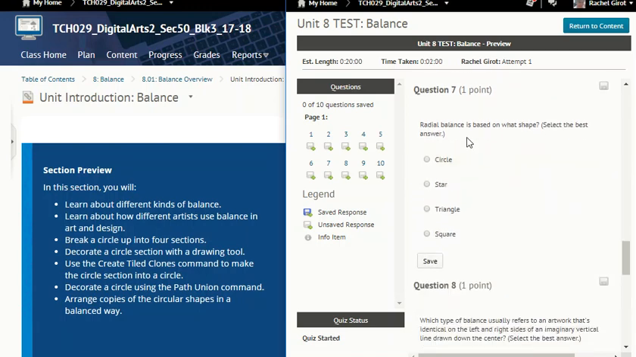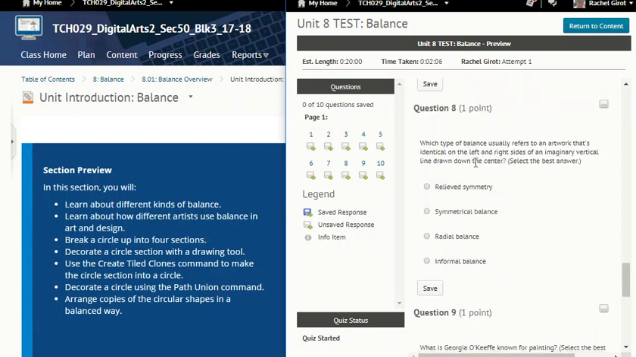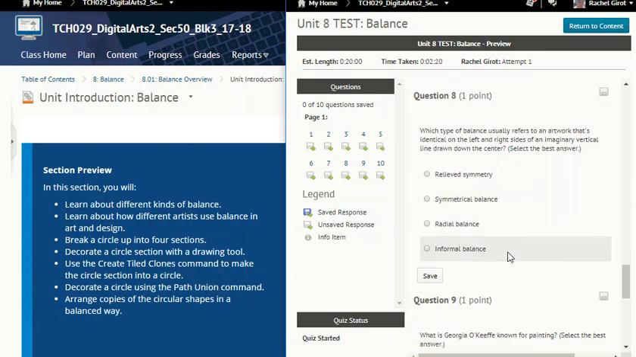Question 7. Radial balance is based on what shape? Circle, star, triangle, or square? Question 8. Which type of balance usually refers to an artwork that's identical on the left and right sides of an imaginary vertical line drawn down the center? Relieved symmetry, symmetrical balance, radial balance, or informal balance?